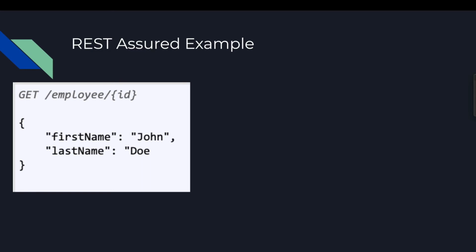Here's an example of REST-assured. This is an example API. You make a get call to an endpoint /employee/ID, the ID of the employee. And this API returns you a JSON object with the first name and the last name of the employee. And you want to test that, then you have code in REST-assured that looks like this.